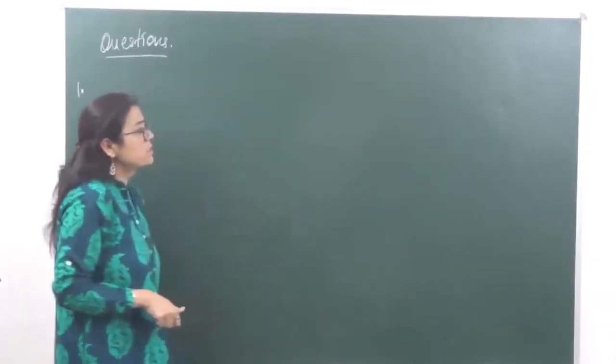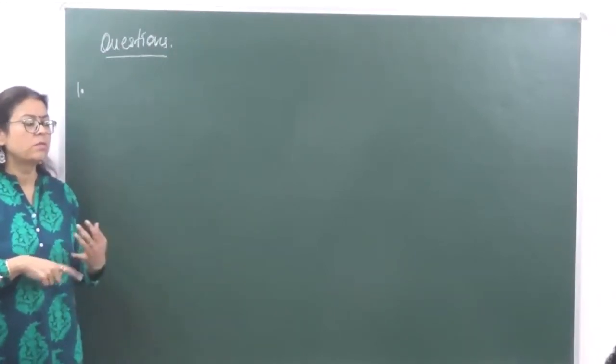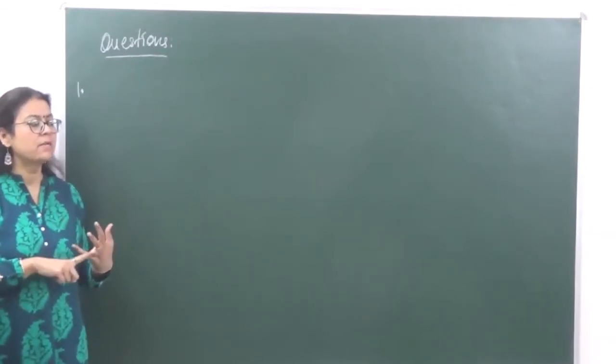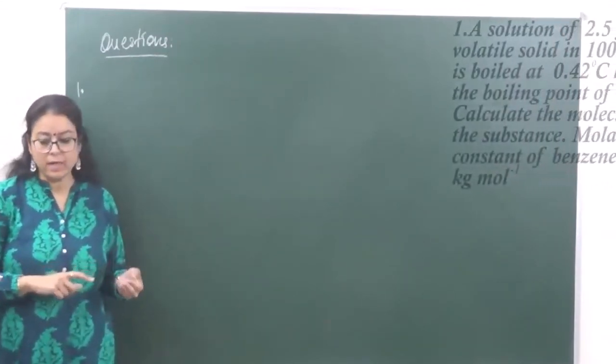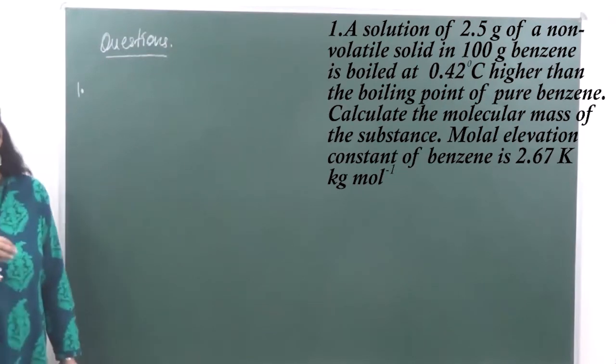Okay, let's do a few questions regarding both the colligative properties which we did just now: the first one was elevation in boiling point, and the second one is depression in freezing point, right? So the first question is: a solution of 2.5 grams of a non-volatile solid in 100 grams of benzene boils at 0.42 degrees Celsius higher than the boiling point of pure benzene. Calculate the molecular mass of the substance. Molar elevation constant of benzene is 2.67 Kelvin kg per mole.